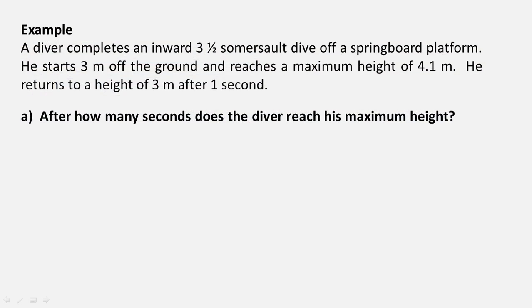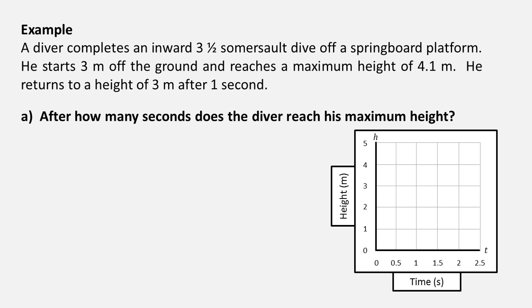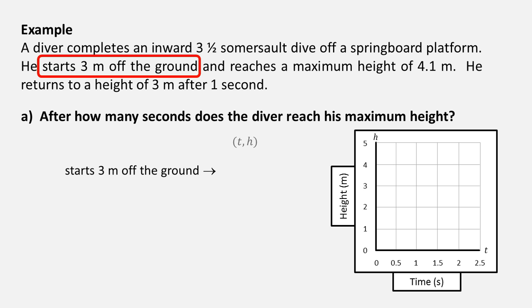Question A. After how many seconds does the diver reach his maximum height? So our first step will be to sketch the information. Here is what we know. The dive starts at a time of 0 seconds and a height of 3 meters. This can be written as an ordered pair of 0, 3.